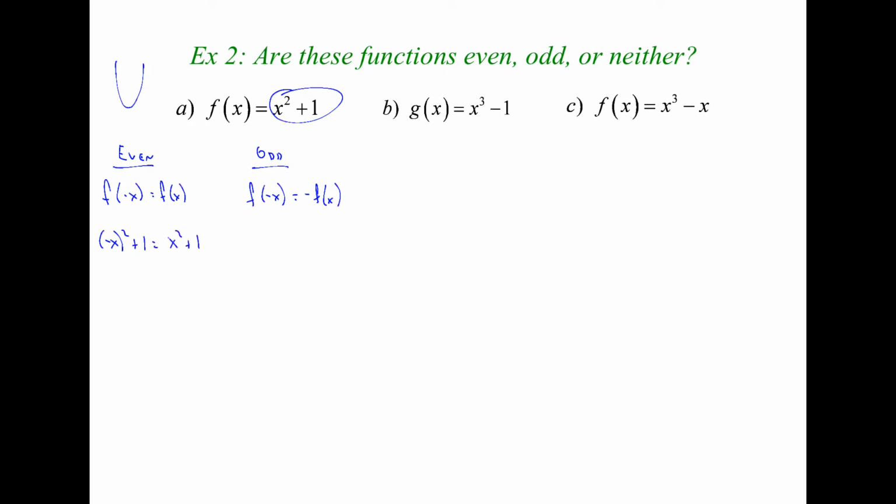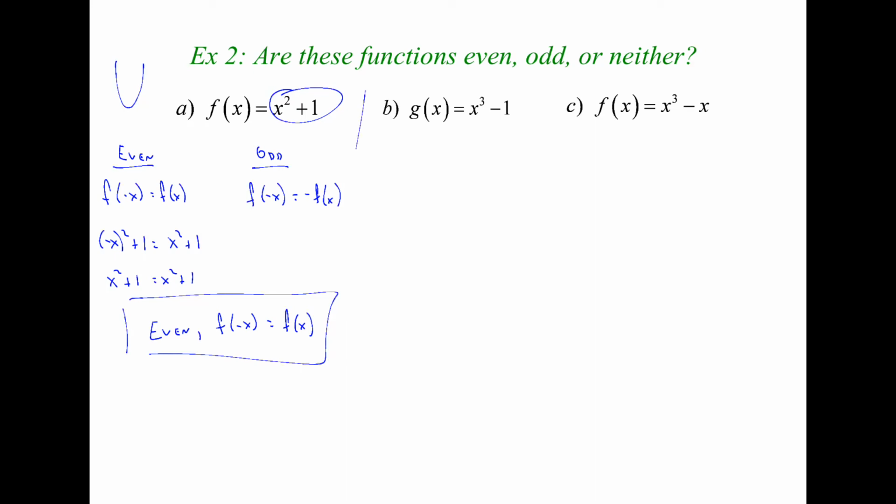Well, when you square negative x, you still get x squared. So on this one, you have proven that f of x equals x squared plus 1 is an even function. So we know it's even, and the reason we know it's even is because f of negative x is equal to f of x.